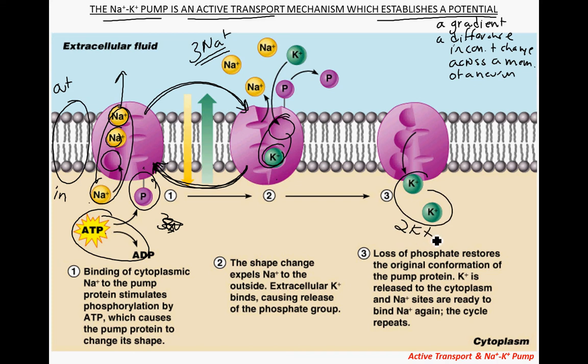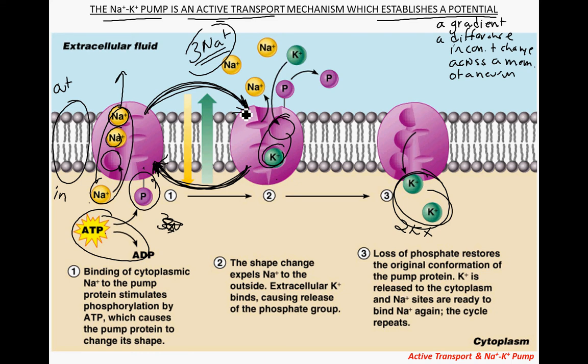So what is this sodium-potassium pump doing? This sodium-potassium pump is moving sodium, it's moving potassium. It's moving sodiums out, it's moving potassiums in. It's moving them unequally. Notice that we have 3 sodiums going out for every 2 potassiums going in. And this sodium-potassium pump is constantly working to establish this gradient.